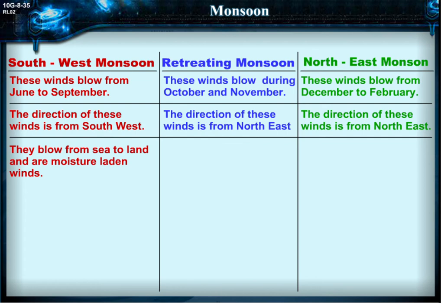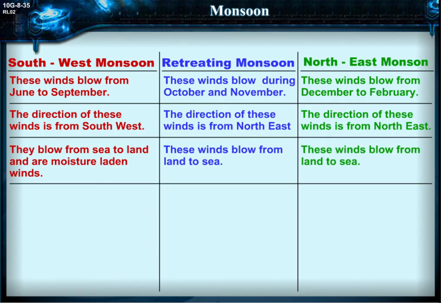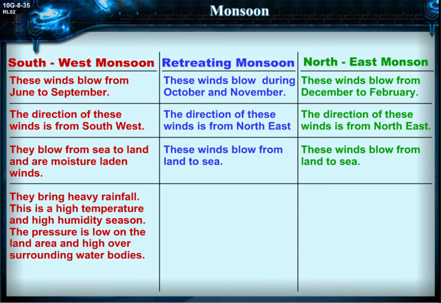Southwest monsoon winds blow from sea to land and are moisture-laden winds. Retreating monsoon winds blow from land to sea, and northeast monsoon winds blow from land to sea. Southwest monsoon bring heavy rainfall. This is a high temperature and high humidity season. The pressure is low on the land area and high over surrounding water bodies.